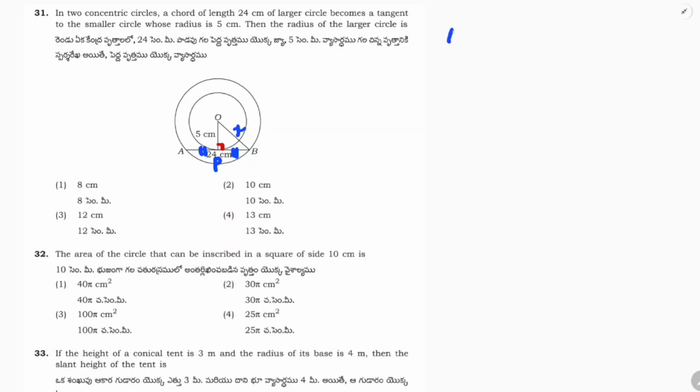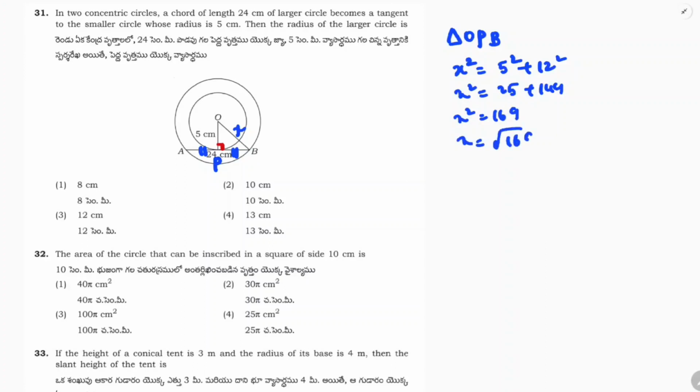If we take the triangle OPB, in triangle OPB, x square equals 5 square plus 12 square. So x square equals 25 plus 144. x square equals 169. Root 169 is nothing but 13 centimeters. So the correct option is 4.